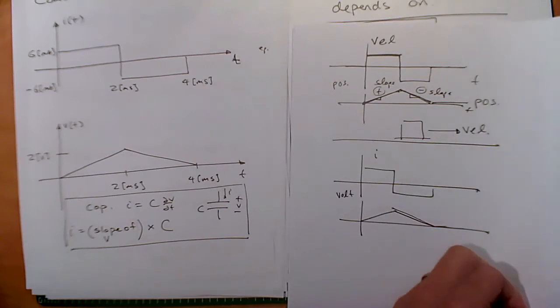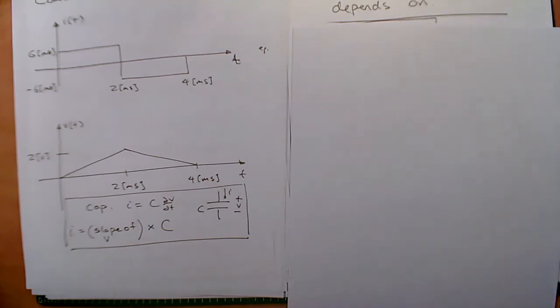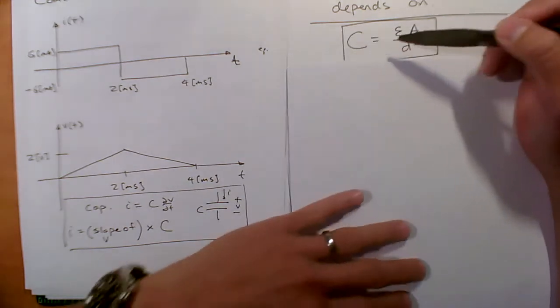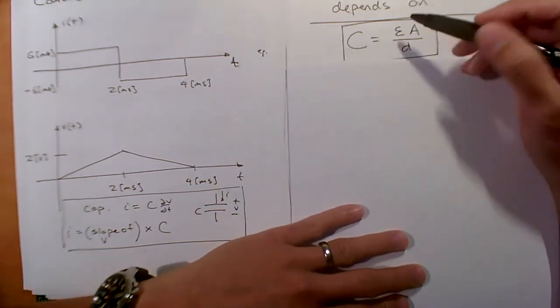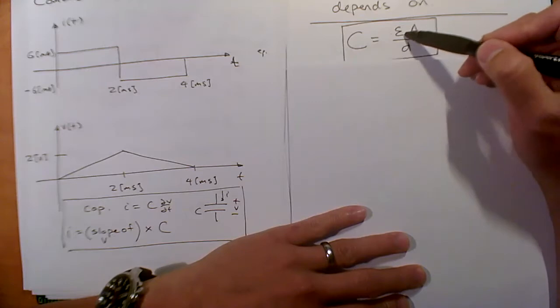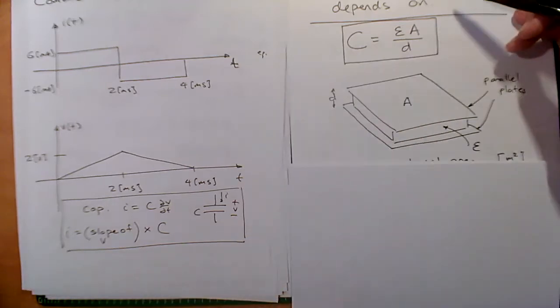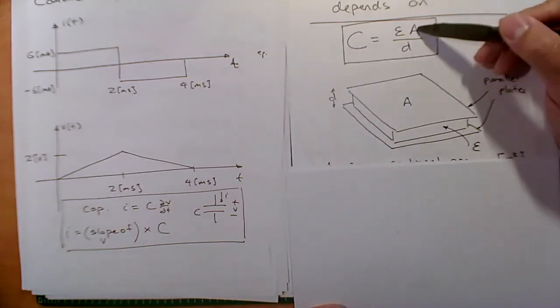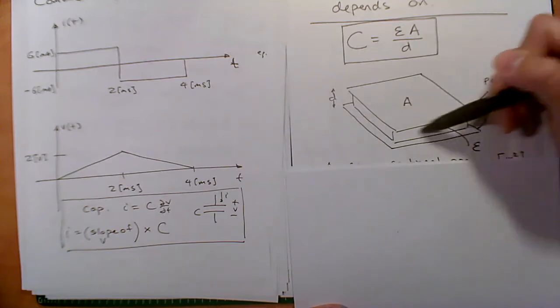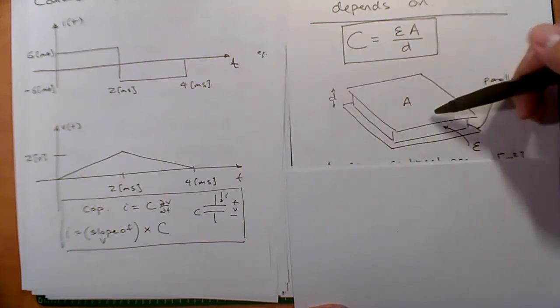So let's look at how the parameters of the capacitance depend on your geometry and the materials. This is the equation, much like R equals rho L over A: C equals epsilon A over D. And here's a picture. This A is the cross-sectional area of one of the plates. Remember, these are 2 conductive plates.